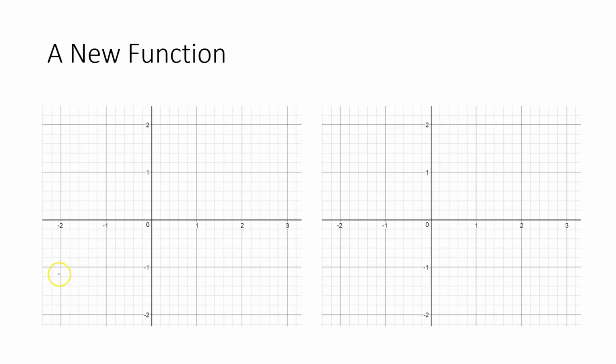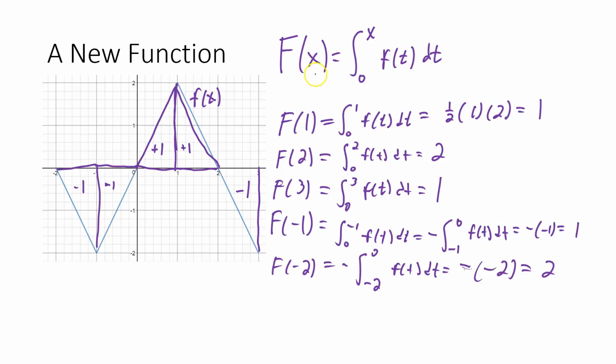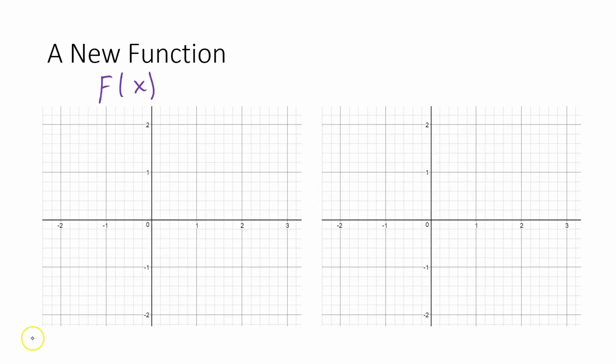So here we're going to plot capital F of x. We're going to go back and forth a little bit. So remember, capital F of x, we call this an accumulation function because it's accumulating area from a point to whatever function value we want. So F of 1 is 1, so let's plot that. F of 1 is 1 right there.